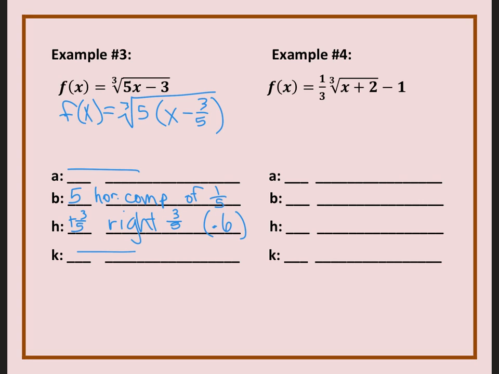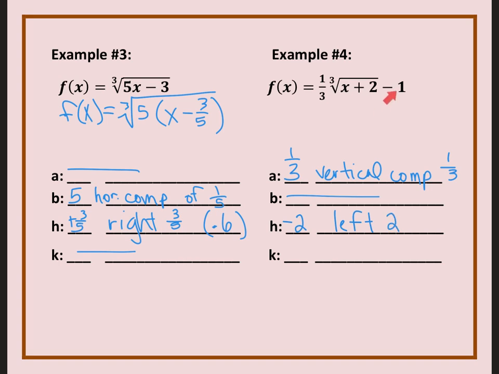Okay. The second question, I see actually 3 different numbers. I see a 1/3 for A. This is going to be a vertical compression of 1/3. The B value is 1, which means there is no horizontal translation. Now for the H value, H is underneath the radical, but this is always the opposite of what we see since we're actually subtracting it. So H is really a -2, so this graph is going to the left 2.